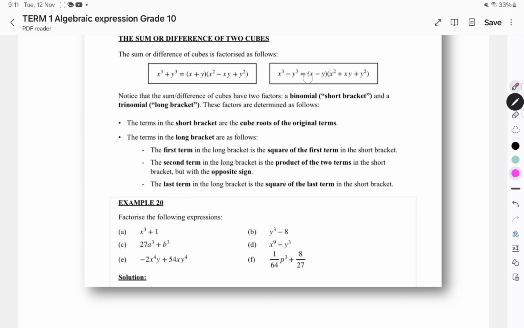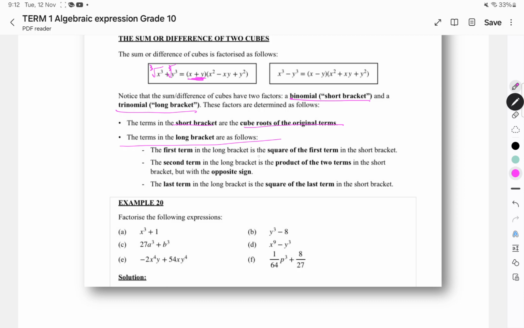If you're confused, I'll explain how this works. The first bracket will be a binomial, and the longer bracket will be a trinomial. The terms in the short bracket are the cube roots, so we determine the cube root of this and the cube root of that, and then we get the answers. That's what you get in the first bracket. And then the long bracket, this is what happens.